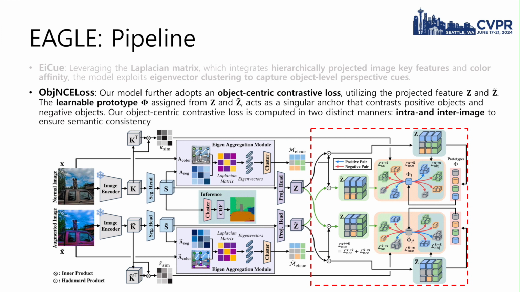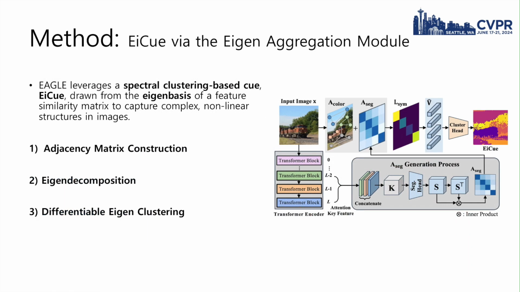Next, we perform object-centric contrastive loss, which distills semantic structural cues from IQ. Utilizing projected features, the learnable prototypes are assigned and act as a singular anchor that contrasts positive and negative objects. This loss is computed in two distinct manners, intra and inter-image, to ensure semantic consistency. Let's dive deeply into the detailed method.